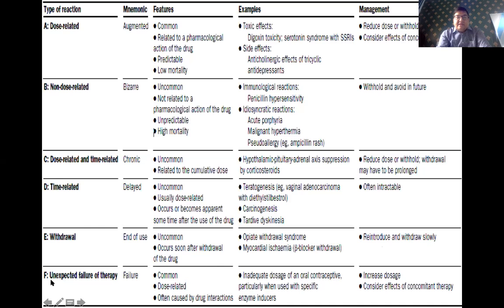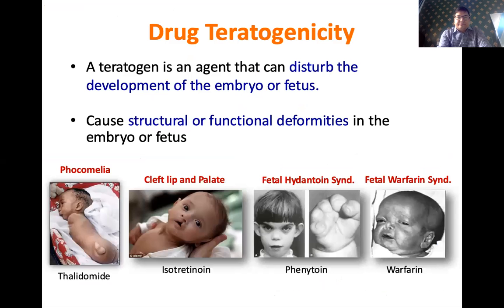And type F is unexpected failure, which occurs due to the failure of the therapy. For example, inadequate doses of oral contraceptive pills when we are using certain specific enzyme inducers. So this enzyme inducer can lead to the metabolism of oral contraceptive pills. So these can lead to the failure of the therapy, and this can be overcome by either increasing the dose of the OCPs, or we can consider certain different drugs also.